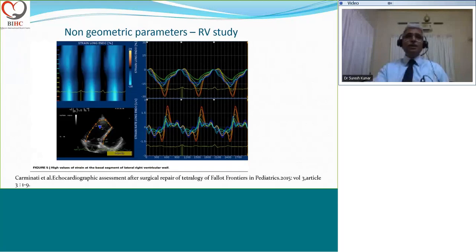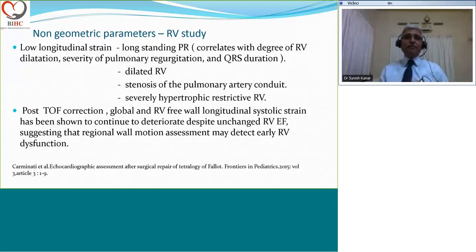This is the sort of curve that your machines would give you. In the presence of a dilated RV, an obstruction to the RVOT, or a very restrictive RV, your longitudinal strain is low. And if you can find this from regional wall motion assessment, it may detect early RV dysfunction. At this point, this is only enumerating some of the areas in which work is being done in echocardiographic assessment of RV function.